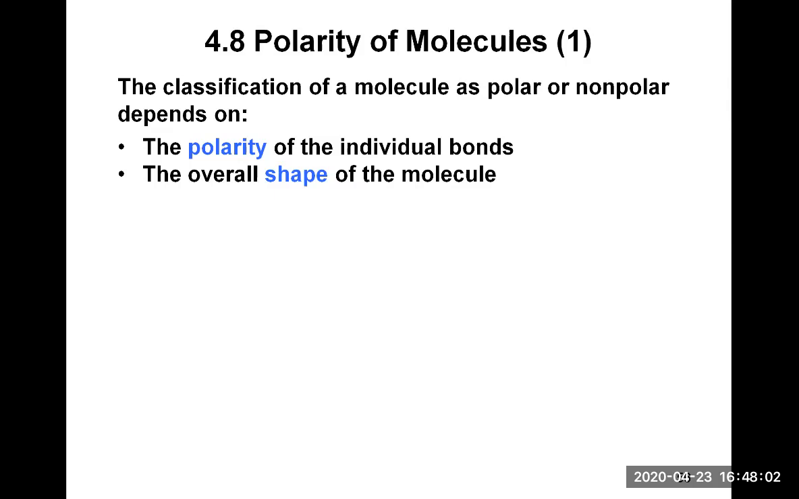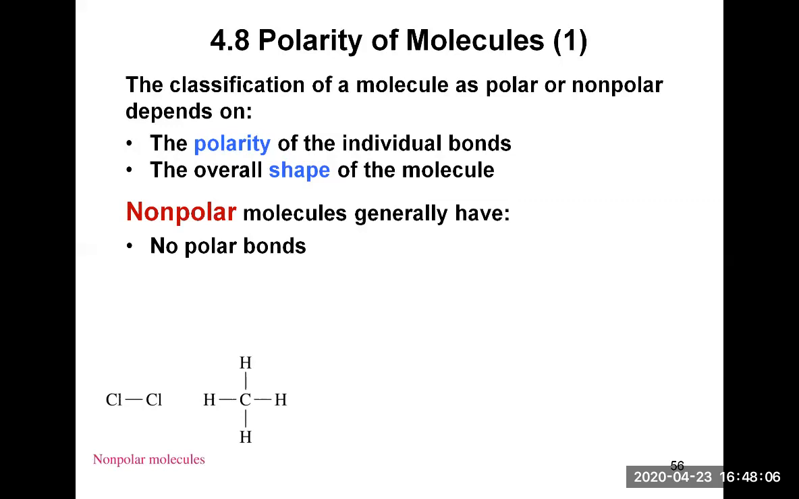So non-polar molecules generally have no polar bonds, right? So these two molecules on the left are examples of non-polar molecules. The Cl2 molecule has twice the same atom, so they will pull with the same strength on electrons, and so it's a non-polar bond. And so if you have no polar bonds in a molecule, the molecule cannot be polar.